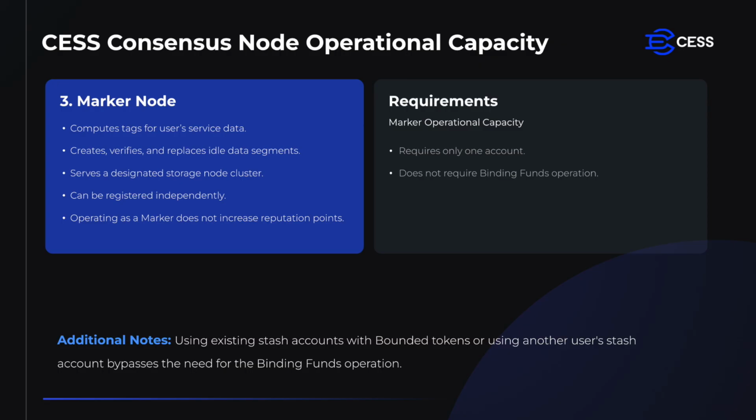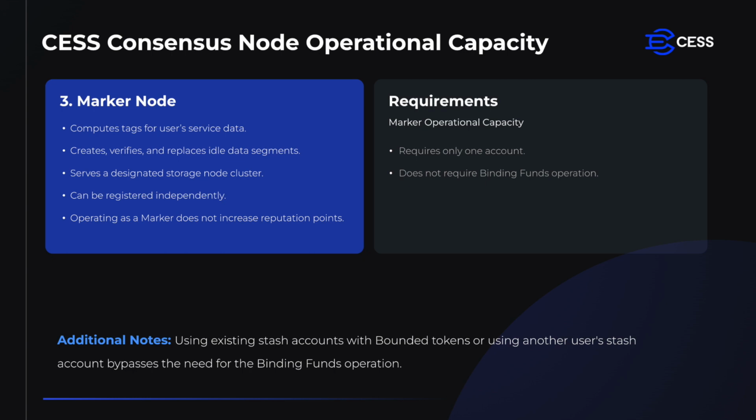A marker node is responsible for computing tags for the user's service data, creating, verifying, and replacing idle data segments, and serving a designated storage node cluster. Unlike full and verifier nodes, a marker node can be registered independently and does not require binding to consensus nodes for registration. Operating as a marker node does not increase reputation points.